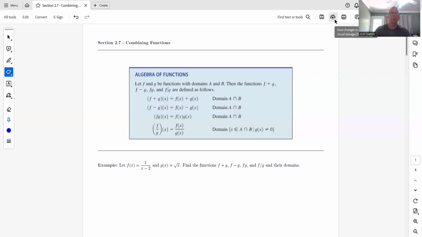All right, so 2.7 is on combining functions. This first video is going to be on just kind of the basic arithmetic, I guess you could say, of functions. So talking about adding or subtracting or multiplying or dividing. And when you add or subtract functions or any of these, I would think it kind of works just the way you would think it would work.